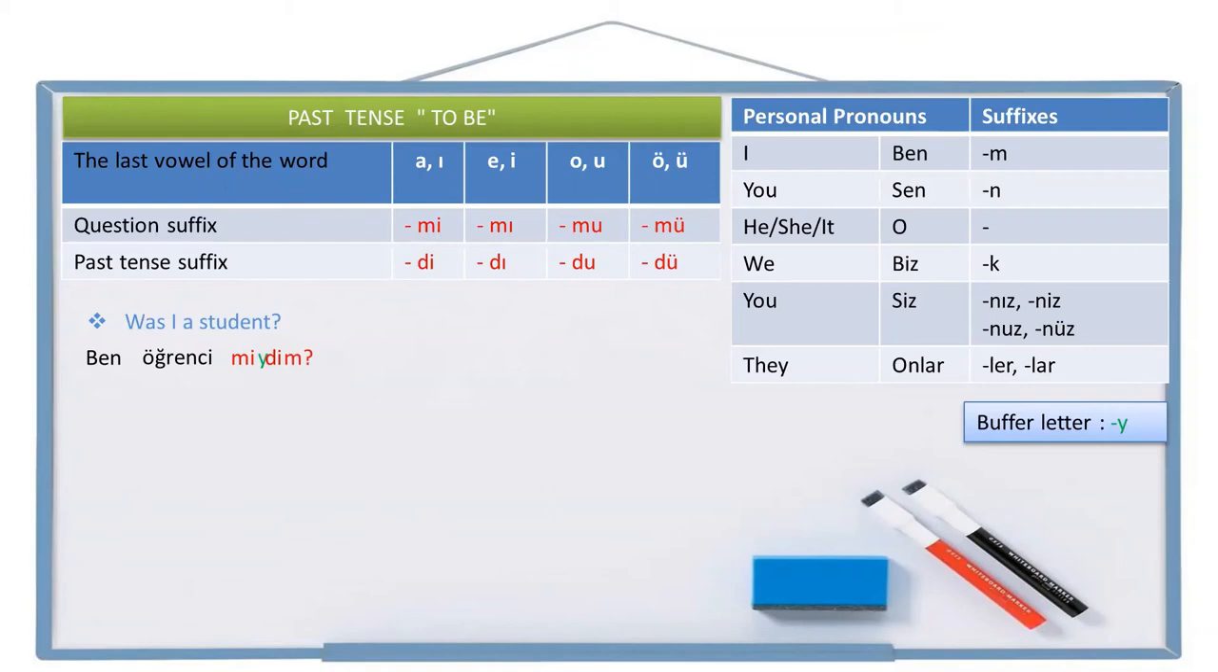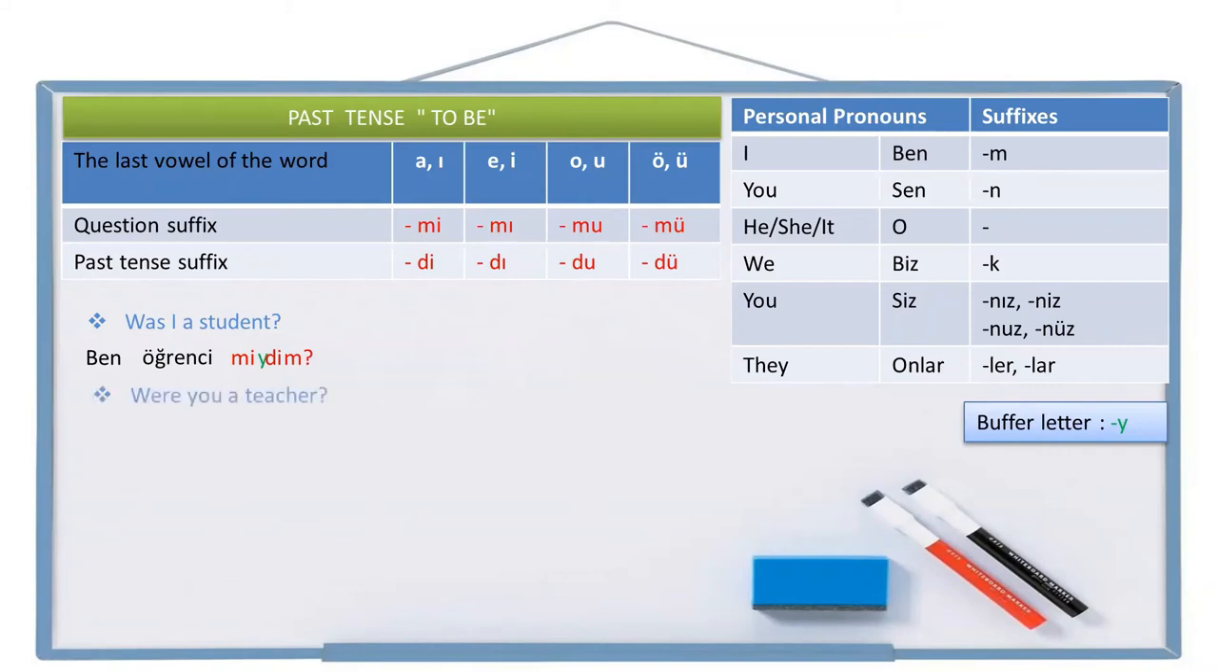So first we are writing the person pronoun, ben, then the noun, and after that we leave a space and write the question suffix, after the question suffix, the past tense suffix, and there's a buffer letter between them, don't forget, and the person pronoun suffix to the end.